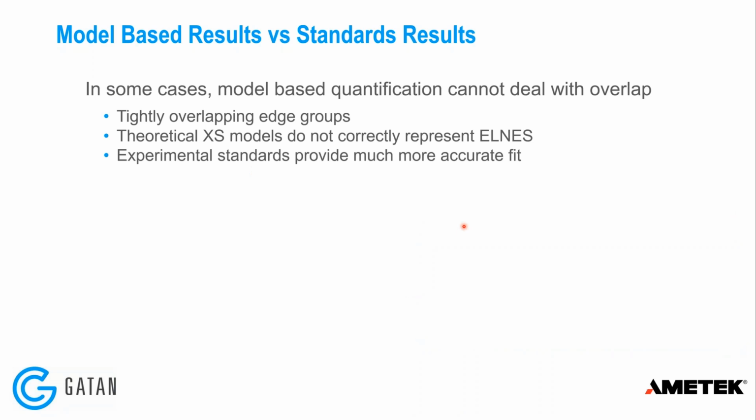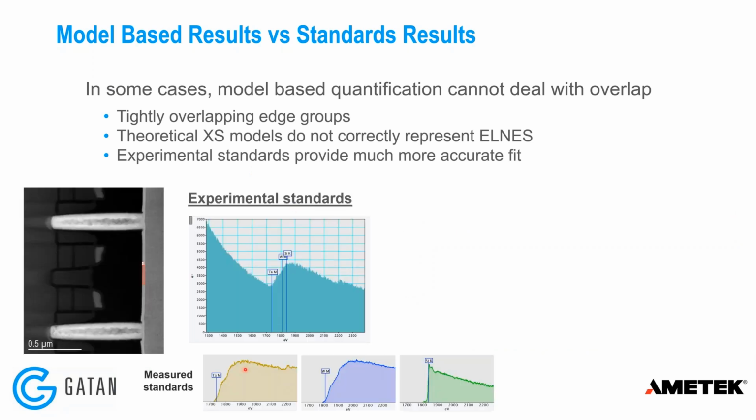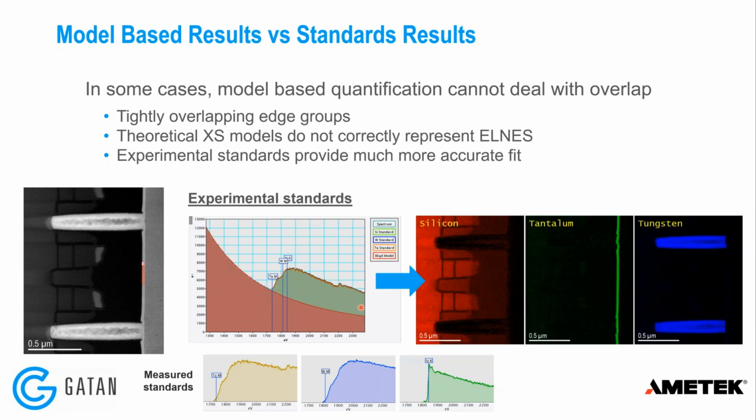Experimental standards provide a much more accurate fit. If we do the same thing again with experimental standards, we have our measured standards: the tantalum shape, tungsten shape, silicon K shape. And if we look at the fit with an actually measured tantalum shape, you can see the fit is now very good. So the effect in the map is that the artifact is no longer present in the tungsten map. That's a big advantage for us.